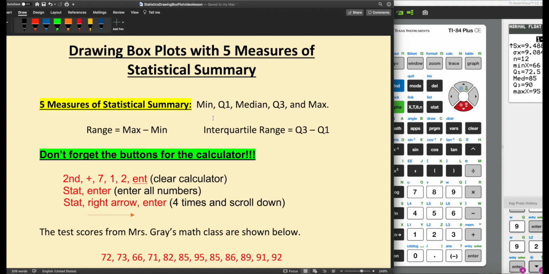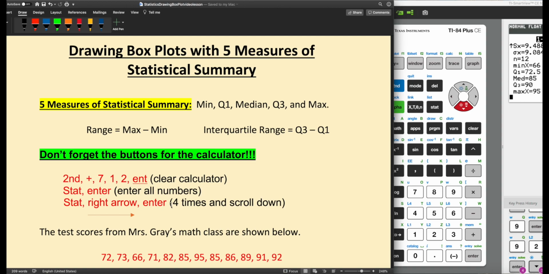That is your min, Q1, median, Q3, and max. And then we're going to be going back to the calculator in order to find that information. So don't forget those buttons that we learned, and I'll put a card up for that lesson as well. Remember, it was second plus 712 to clear, stat enter to put all your numbers in, and then stat right and enter to get all your information.